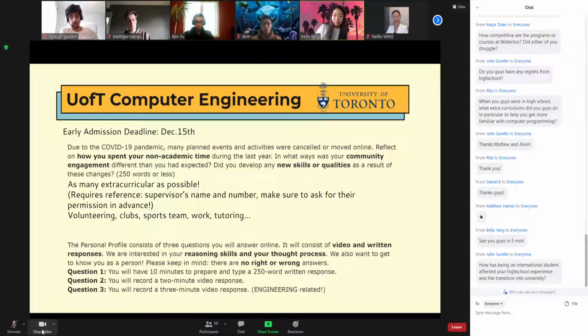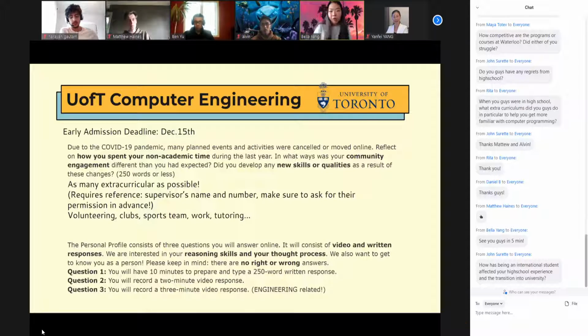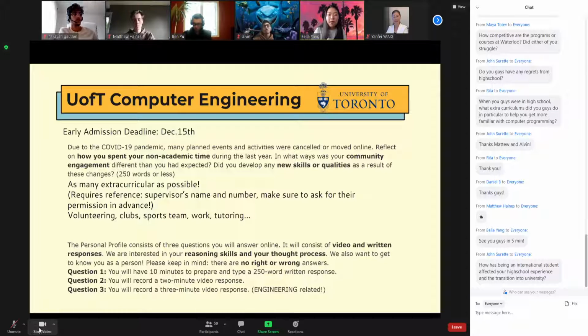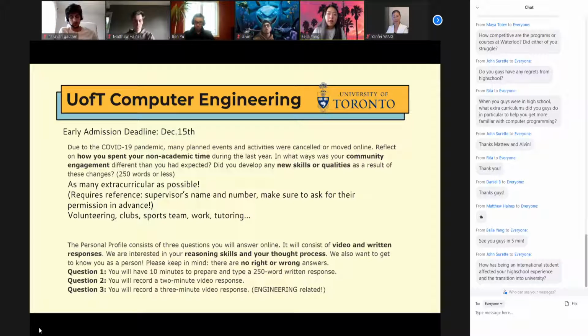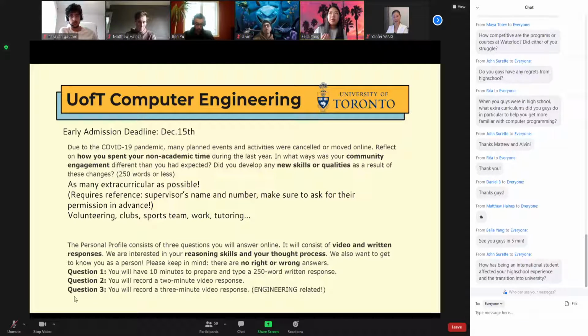And then the most important part is the personal profile. You basically log into the website that they want you to log into. And first you will have 10 minutes to do a written response within 250 words. It's also related to your time management, soft skills, or your interest in engineering. Everyone will be given different questions, but there will be only a couple of questions. And then next, it is a 2-minute video response. It asks you about your soft skills.